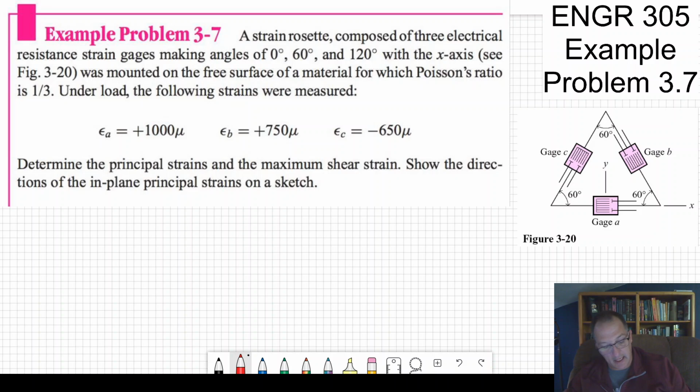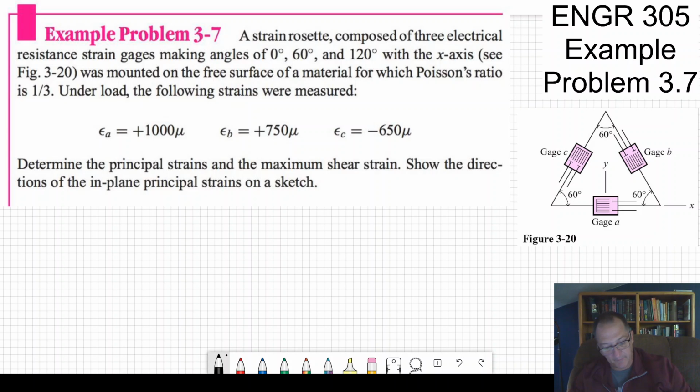So while you're looking at it, I'm going to start copying this stuff down. The strain in the x direction was equal to 1,000 micro. And the strain in the A direction is equal to 1,000 micro. We'll talk about why I had that little slip. The strain in the B direction is equal to 750 micro, positive. The strain in the C direction is equal to negative 650 micro.